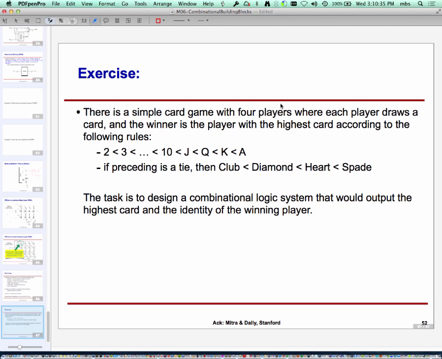The idea is that again you're going to do it using these modules, and you can imagine comparators, multiplexers, those sorts of things get used. So you can design a lot of interesting combinational functionality using these kinds of modules.